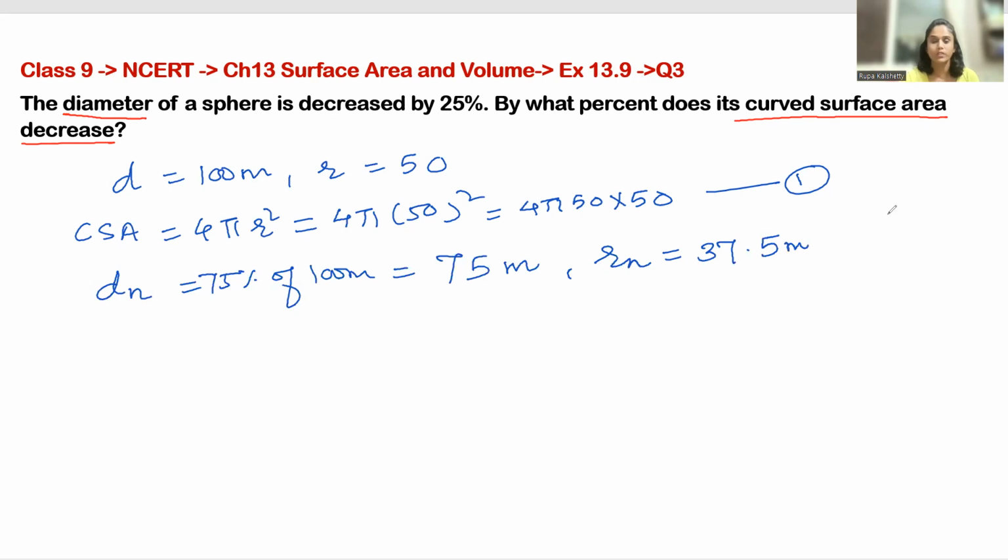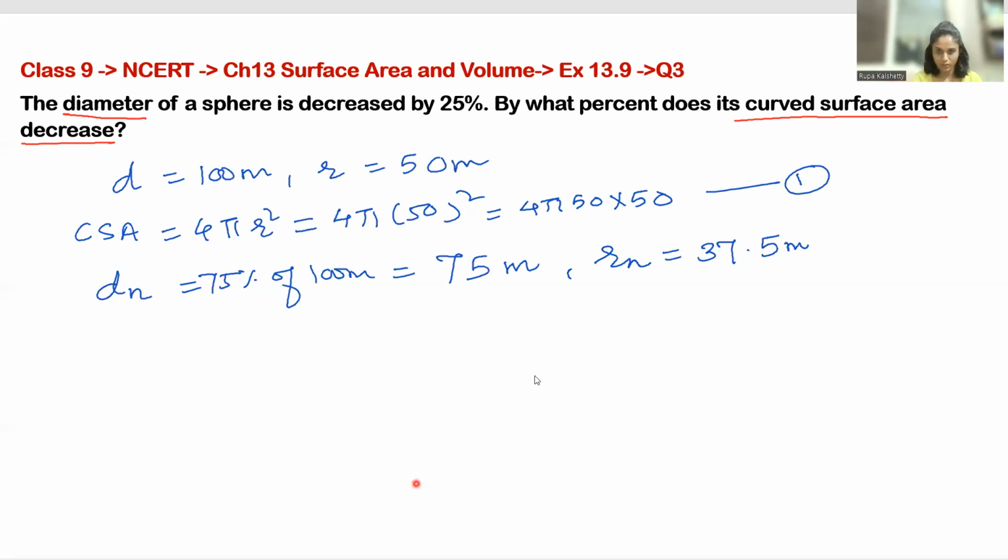I hope you're getting what we are doing here. First, we took the diameter as 100 meter, and when the diameter is 100, the radius would be half of that, which is 50 meter. And in the second statement, when the diameter is decreased by 25%, it remains 75% of the original. So your new diameter is going to be 75% of the 100 meter, that is 75 meter. So your new radius is going to be half of 75 meter, which is 37.5.